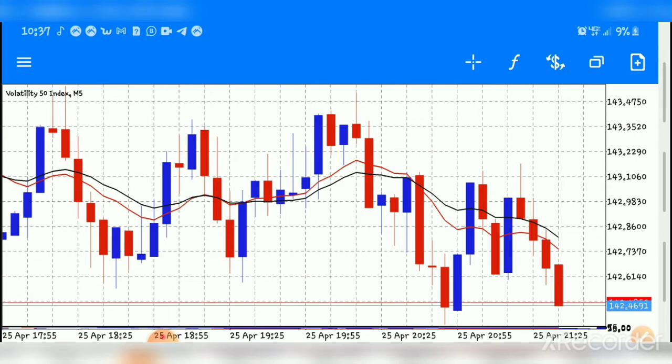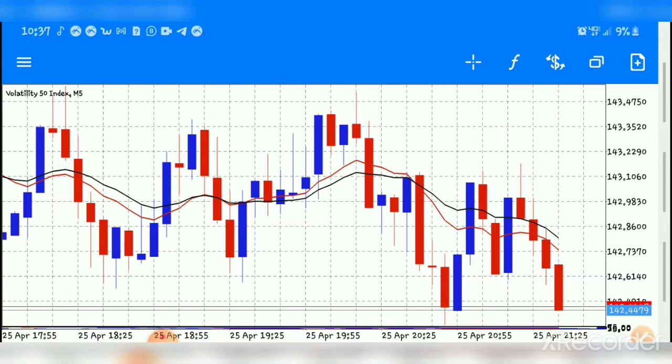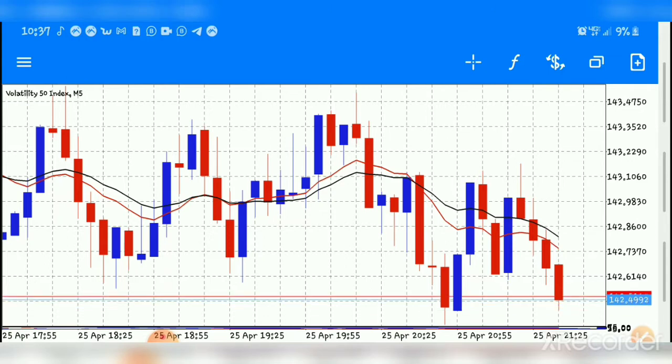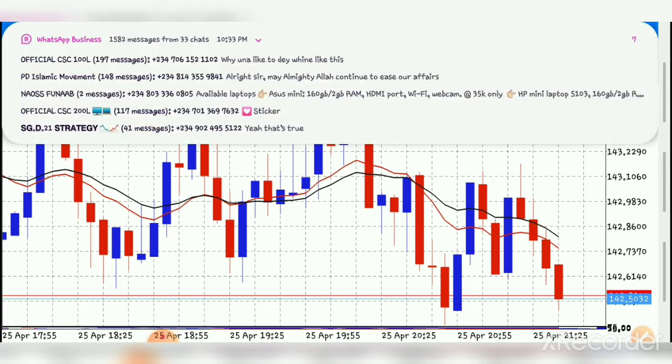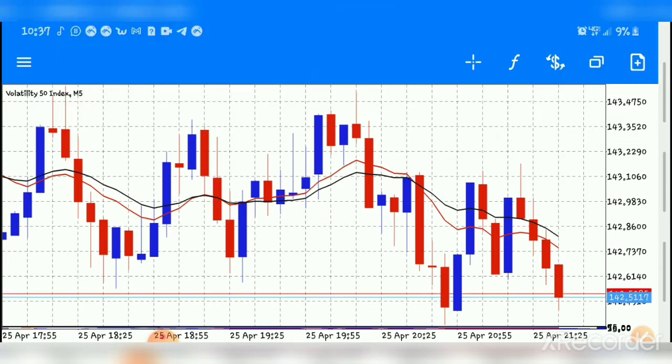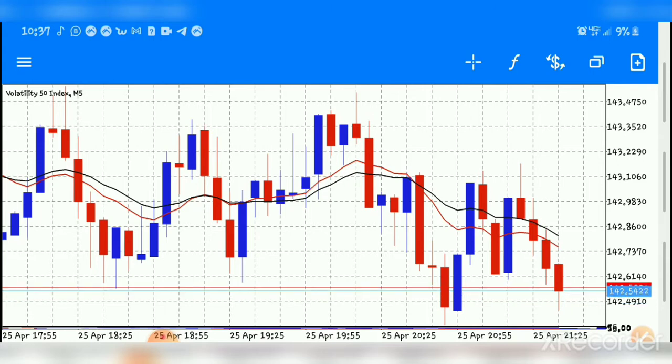It's only exclusive to Deriv. The broker that has it in their stock is Deriv. They are also known as binary. So today we'll be learning how to trade synthetic indices.